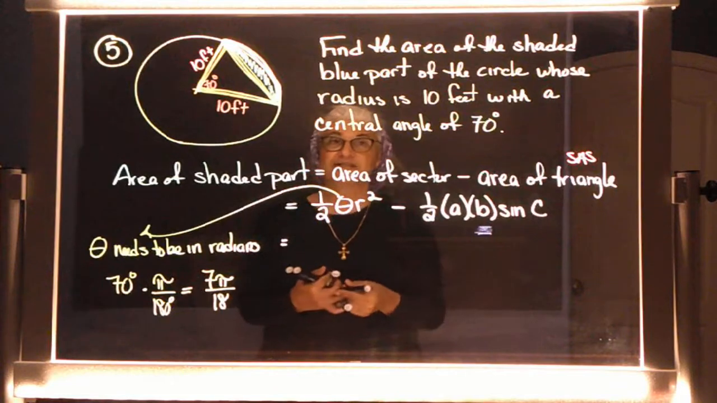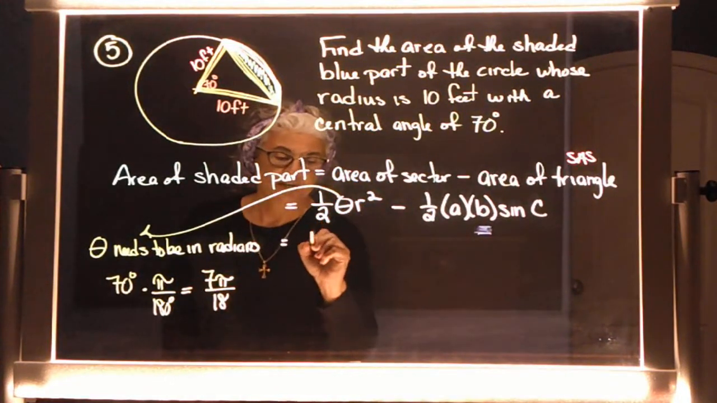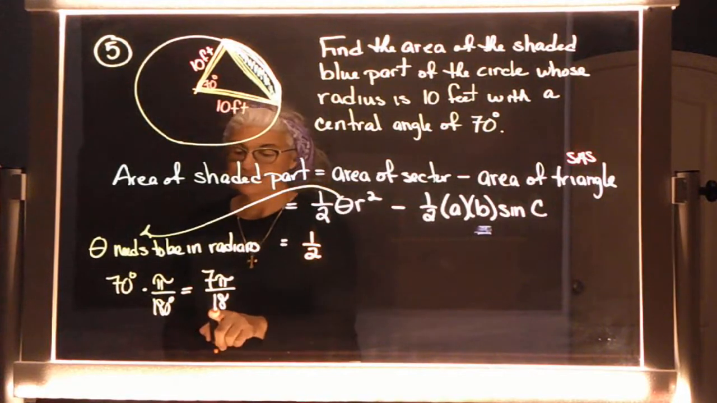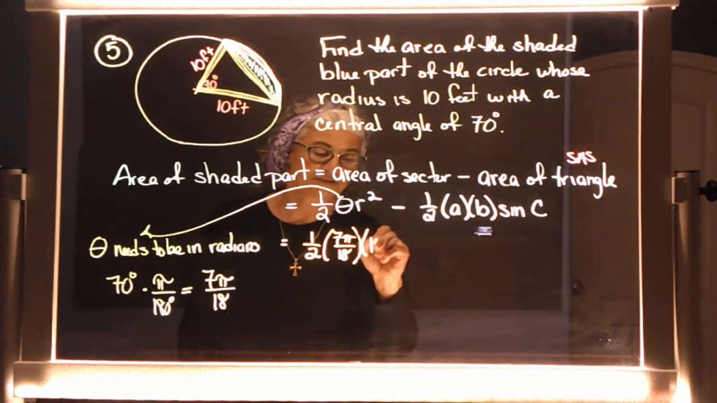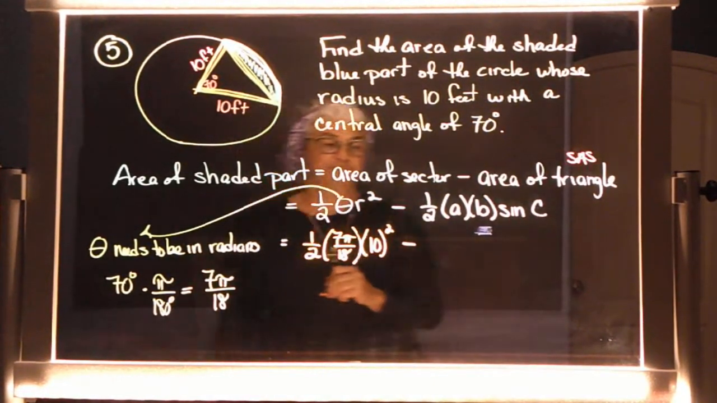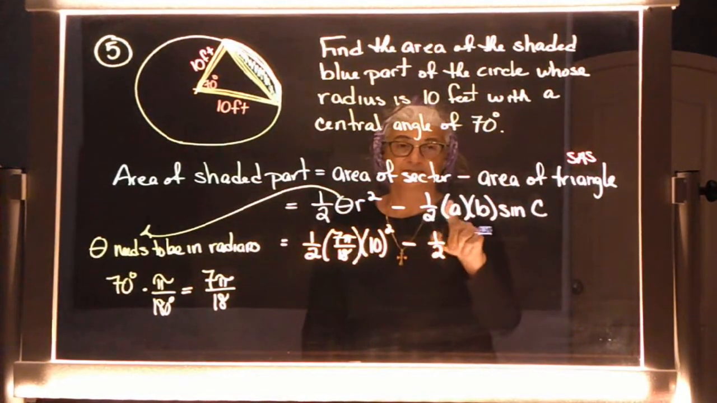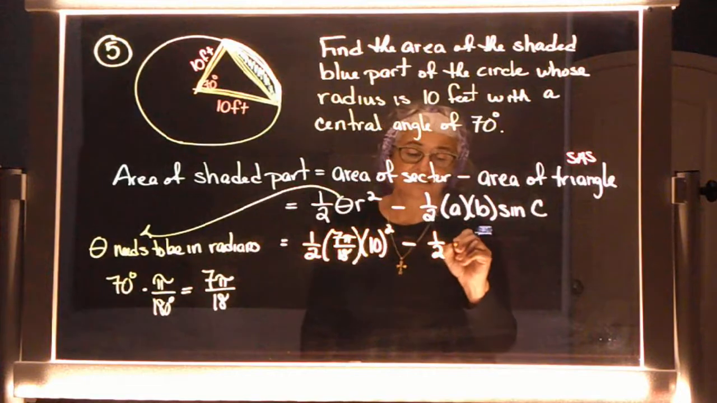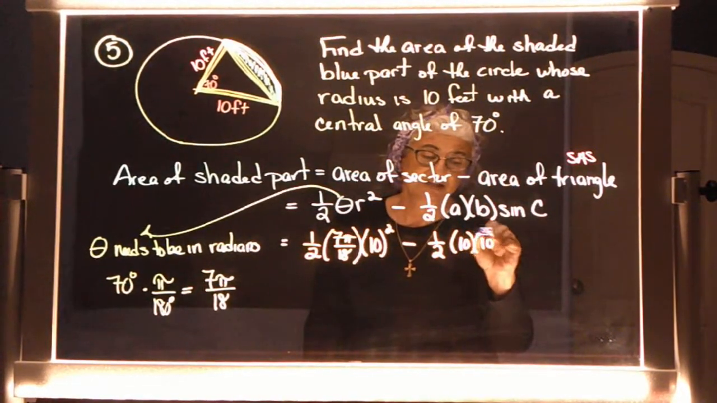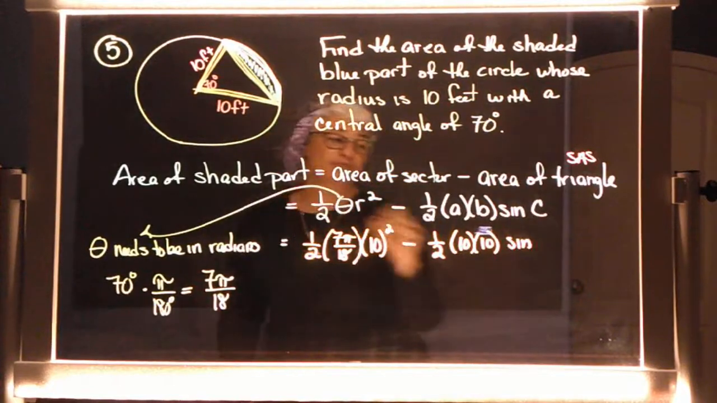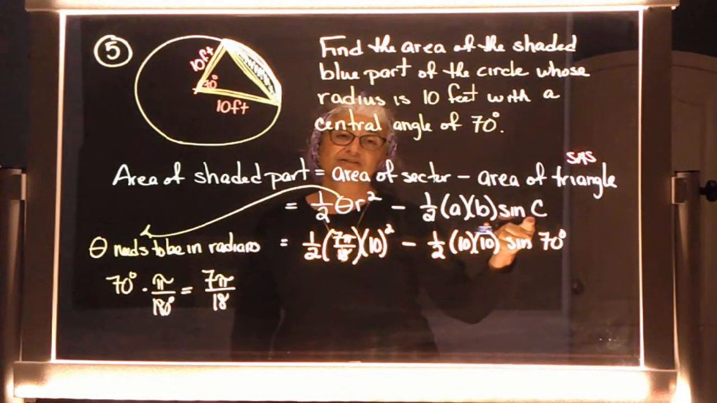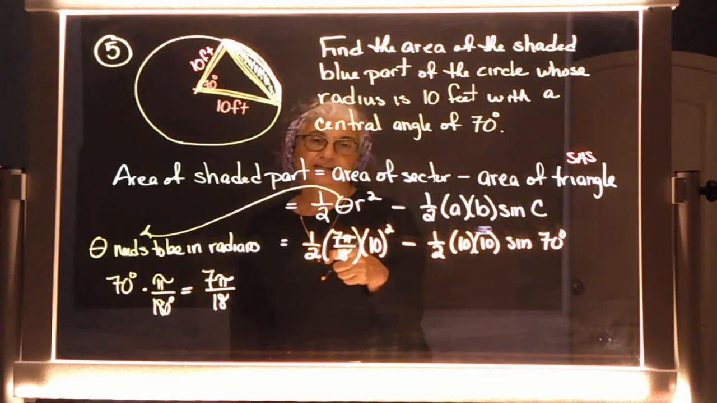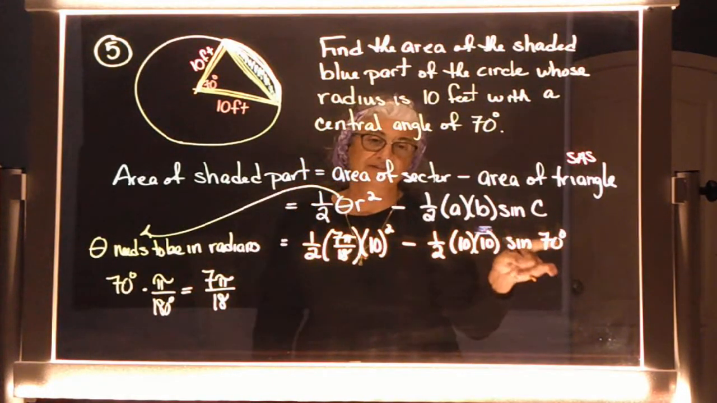Okay, so let's go back to this formula. Let's start plugging things in. So I have 1/2 times theta, which is 7 pi over 18, times the radius squared, minus, on this one, 1/2 times the two sides, well, the two sides are just both 10, and multiply it by the sine of the angle in between. Now here's the cool thing about this area of the triangle formula. It didn't care if C was in radians or degrees. So I'm going to leave it in degrees. I don't care that this one I had to convert. That doesn't make a difference. I'm going to leave this one in degree mode.